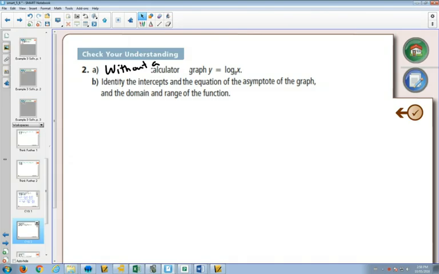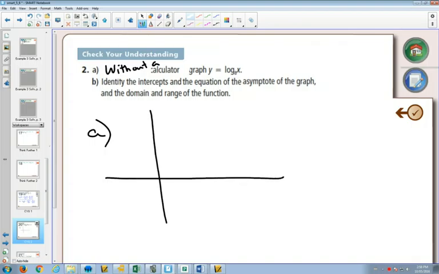So, just like you need to know what the parent graphs of all exponentials look like, you also need to know the parent graphs of all logarithms. All log graphs have the point (1, 0). Does it make sense that all exponential graphs have (0, 1)? And if they're inverses, all log graphs will have (1, 0).